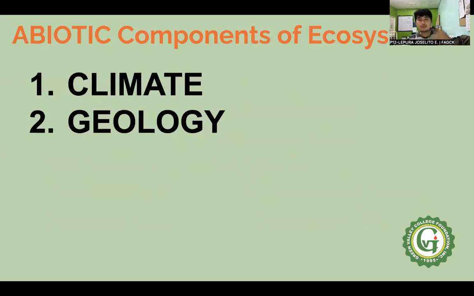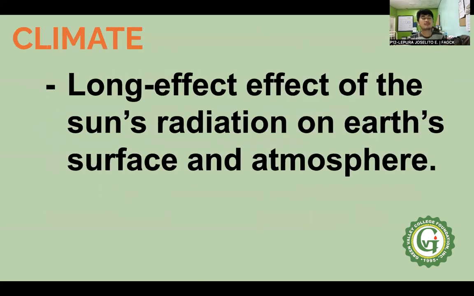Next, abiotic components. Kanina yung biotic na-discuss na natin yon, yung producers, consumers. Now, abiotic, or abio means absence of life. First is your climate. Humihinga ba ang climate? Hindi. Dumadami ba? Hindi. Geology, hindi din siya dumadami. Now, for your climate, it's the long-term effect of the sun's radiation.